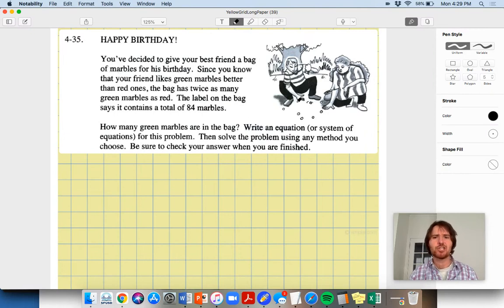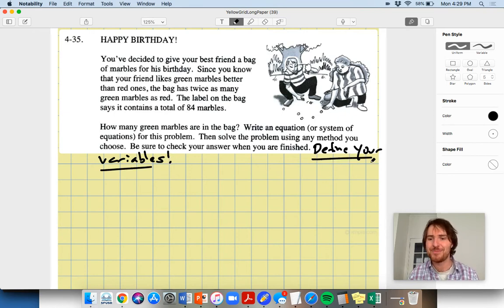Write an equation or system of equations for this problem. Then solve the problem using any method you choose. Be sure to check your answer when you are finished. Okay, one thing I don't like about this is that this question didn't ask you to define your variables. And you should always do that. My guess is that because they've had a lot of word problems in the book so far, and they've always asked you to define your variables, okay? That hasn't been the case for your Desmos assignments, but let's start with defining your variables, okay?